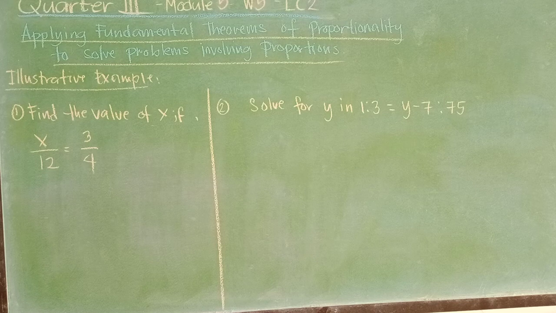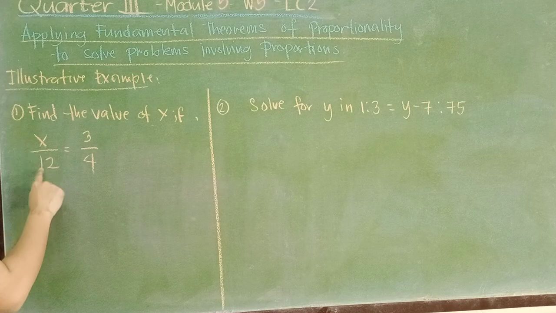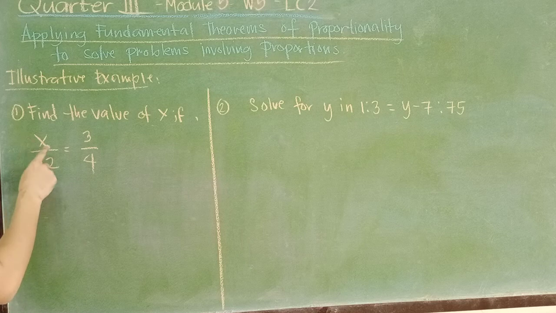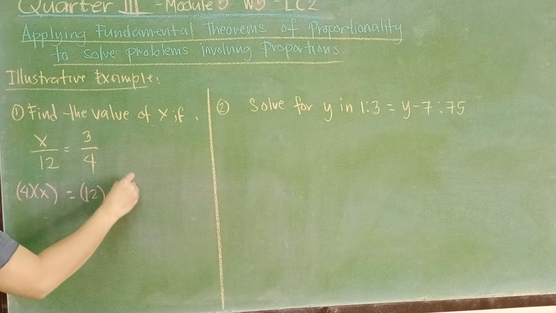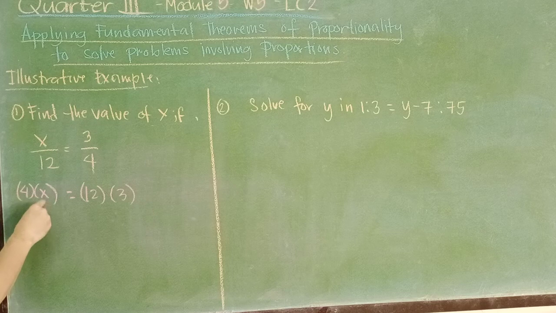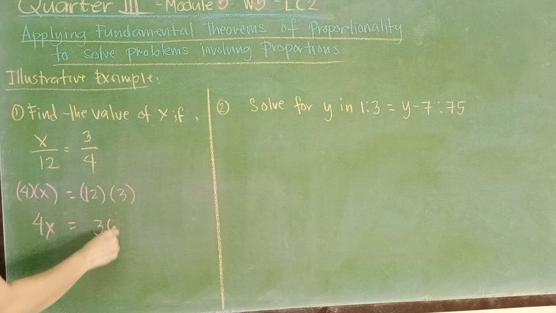So for the illustrative example, let's try to answer number 1 and number 2. For number 1, find the value of x if x over 12 is equal to 3 over 4. So gagamitin natin yung first property, which is yung cross multiplication. So what I will do is, I will cross multiply 4 doon sa x and then 12 doon sa 3. So 4 times x will be 4 times x, and then 12 times 3 will give you 12 times 3. And then you simplify 4 times x, that is 4x. 12 times 3, that is 36.